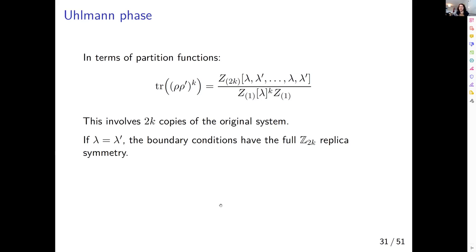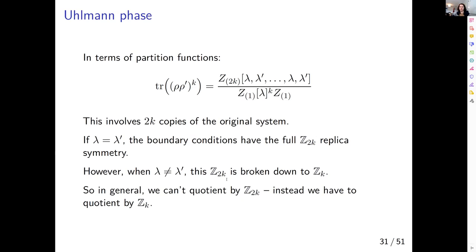But when lambda is not equal to lambda prime, that full replica symmetry is broken, and it's broken down to a Z_k subgroup. And that's generated by just doing the replica symmetry twice. So we shift once, and when we shift twice, all of the sources are the same as they were originally, so we have this leftover symmetry. Whereas before we did this quotient by the full replica symmetry, we can't do that in this case because that isn't a symmetry anymore, and instead we have to do a quotient by the leftover subgroup, the Z_k.